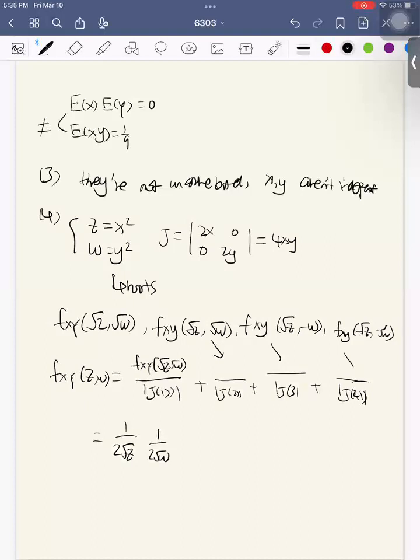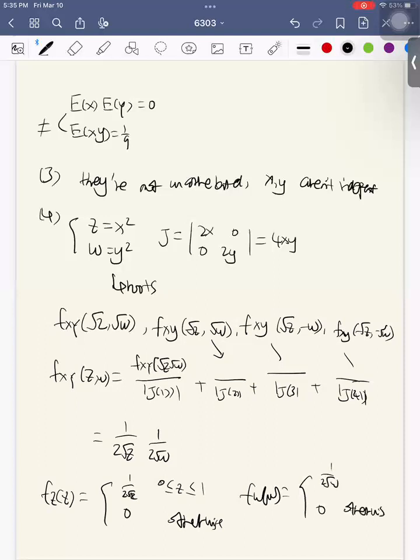For having this result, we can write the f_Z function. It looks like that. And the f_W function as well, which looks like here. Otherwise, it's 0. So we found the joint density function of X squared, which is f_Z, and Y squared, which is f_W.